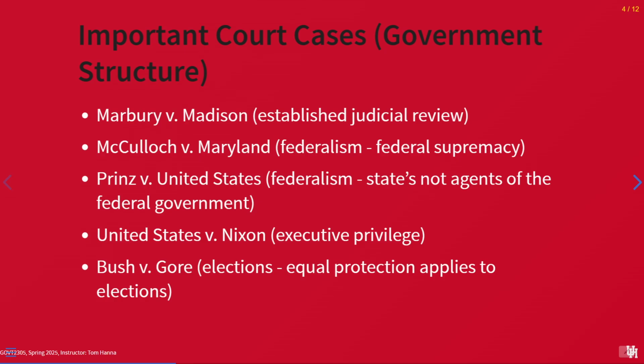And so the new president was Thomas Jefferson, and his Secretary of State was James Madison. They were of a different political party than John Adams. And so they did not want Marbury to get the appointment, so they didn't deliver it.